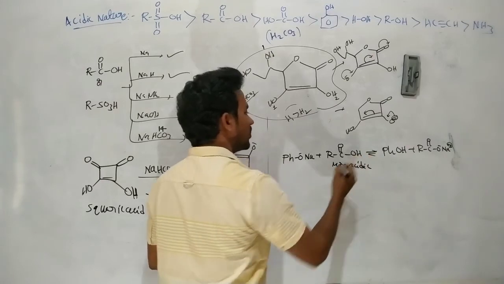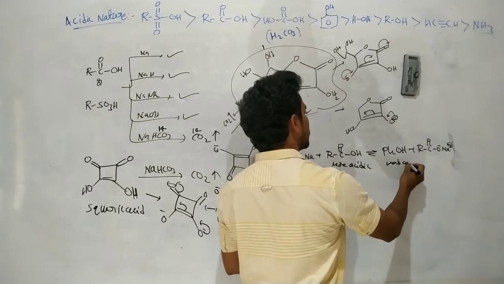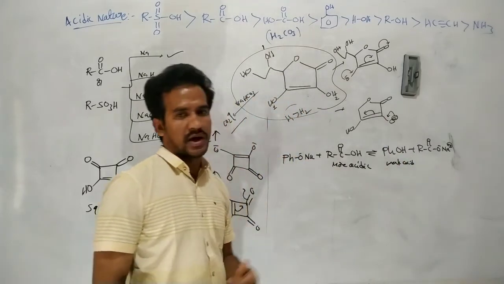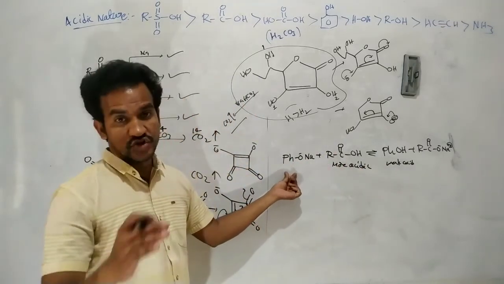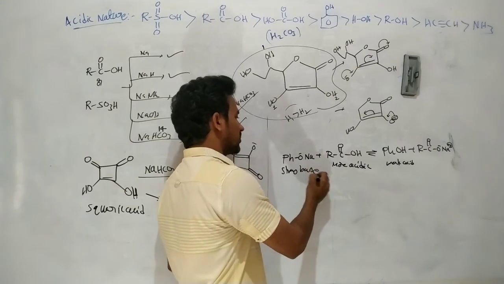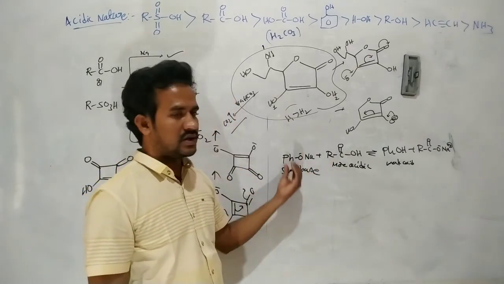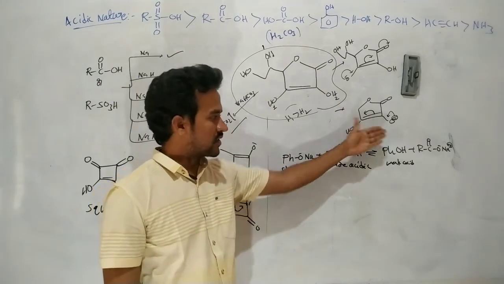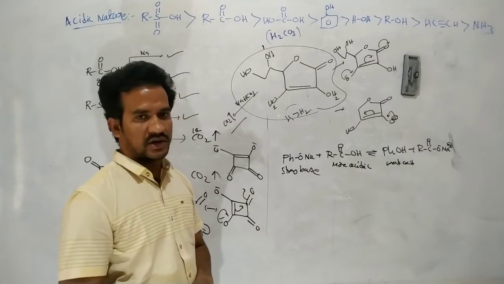This carboxylic acid is the more acidic compound, and here phenol is a weaker acid. Phenol is a weaker acid when compared to carboxylic acid. So the weaker acid's conjugate base is a strong base. Your strong base and more acidic compound are on the reactant side, so the forward reaction takes place. This reaction takes place in the forward direction.